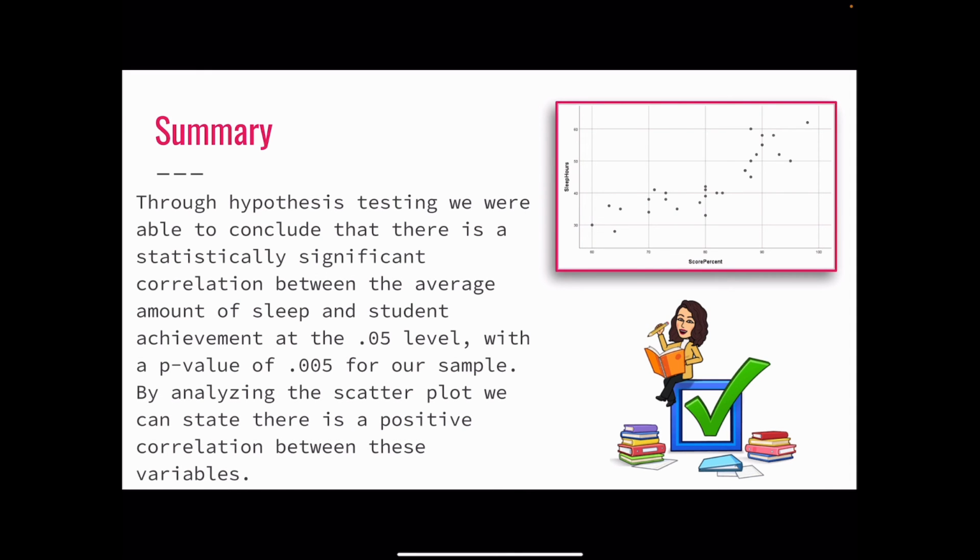Through hypothesis testing, we were able to conclude that there is a statistically significant correlation between the average amount of sleep and student achievement at the 0.05 level, with a p-value of 0.005 for our sample. By analyzing the scatter plot, we can state that there is a positive correlation between these variables.